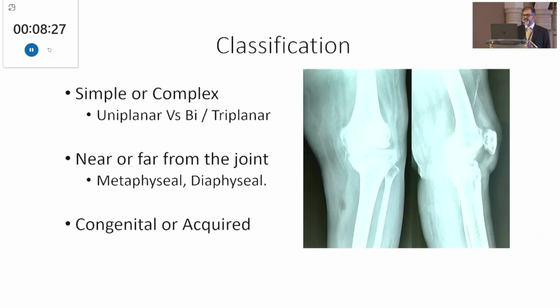So there isn't a unified classification system of extra-articular deformities, but a simple one is to divide them into simple and complex, because that's what guides you to treatment later on. They can be uniplanar, which is simple, but they can be bi- or triplanar. They can be near or far from the joint, i.e. metaphyseal or diaphyseal. They can be congenital or acquired.